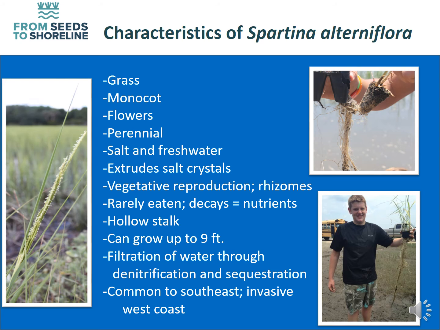Spartina has several ways of reproducing, one of which is through seeds. Other ways in which Spartina reproduces is through vegetative reproduction and rhizomes. Rhizomes is another name for the root system, which you see in the pictures on the right of your screen.